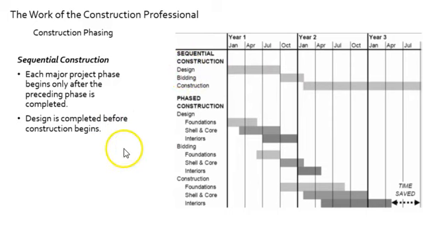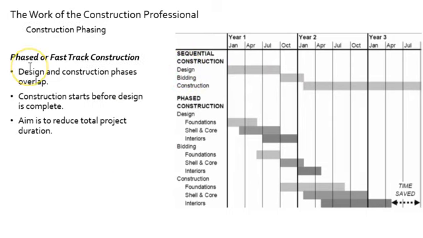Sequential construction. Next, we look at phased or fast-track construction. So that's down here. Here we could see design occurring of the different elements, foundations, the superstructure above, the shell and the core. The core is the structure, the shell is what wraps it, the envelope, and the interiors is the third part. So these are the three major components of a design or of a building.